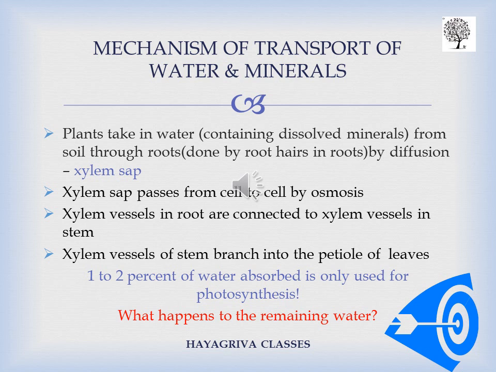Now what do we have on this slide here? This is the mechanism of transport of water and minerals. Now I have already told you how the xylem looks, and the structures present in the tracheids. Now using these structures, how water and minerals are transported, that is what we have to see now.